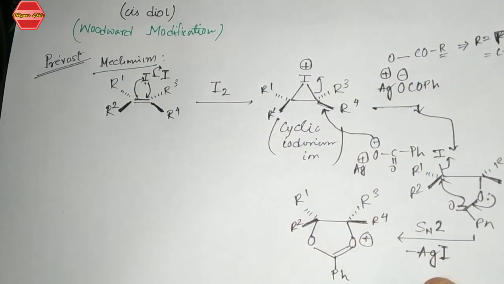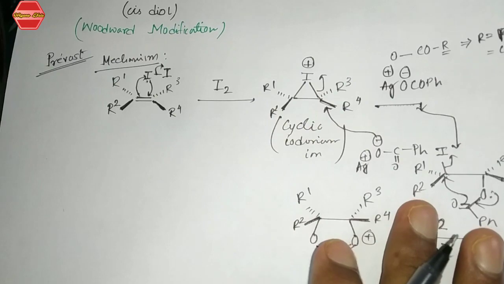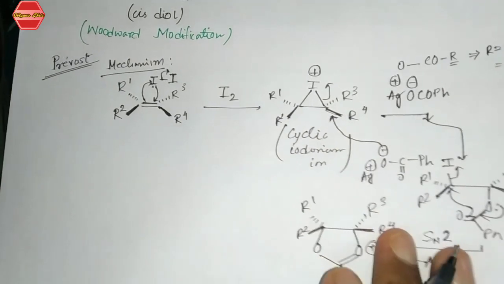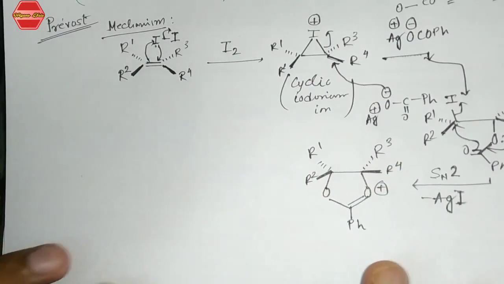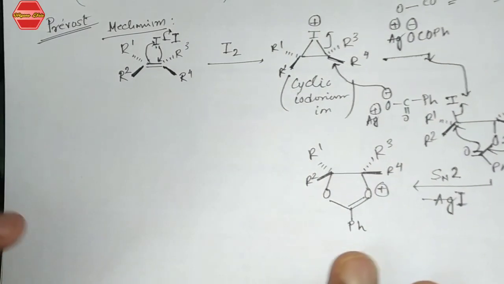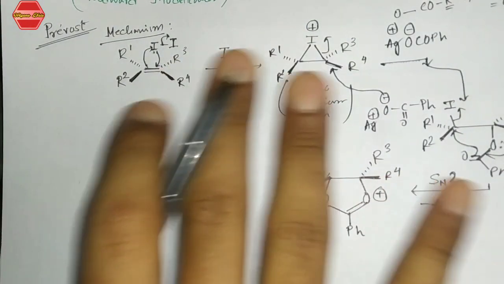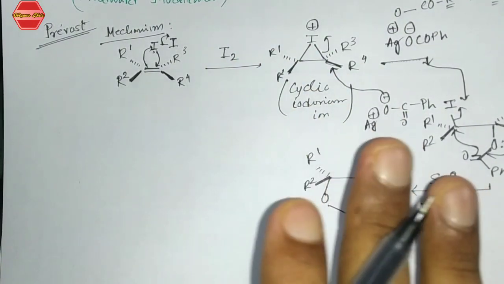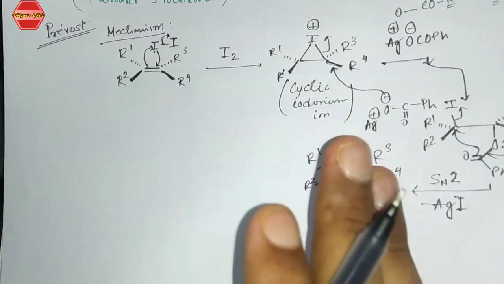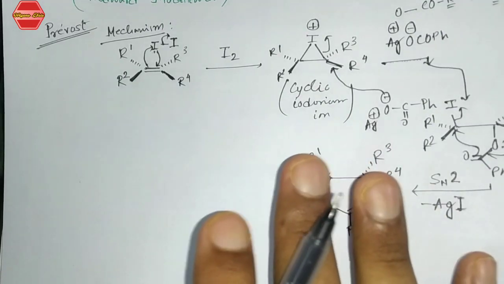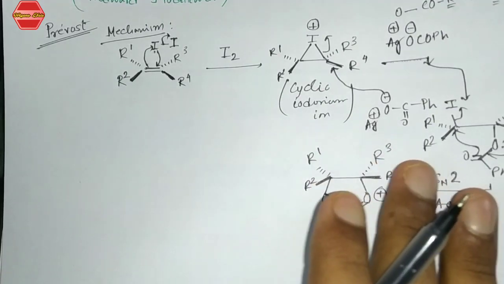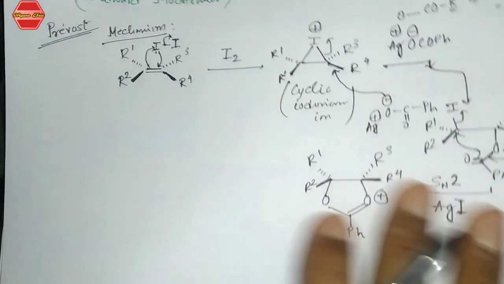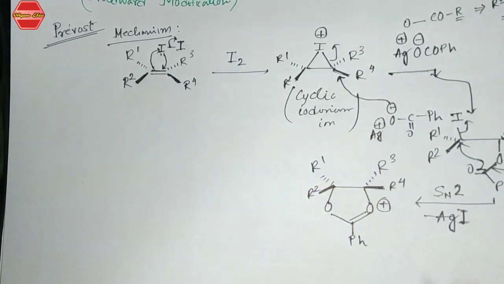Now this common intermediate is formed in the case of the Woodward reaction also, and the Prevost reaction also. So this is our common part, just because of the use of this same reagent. The second thing that is different between Prevost and Woodward is the hydrolysis part. Okay, so in presence of acid. Okay, so that is different. So I will show you all these things.